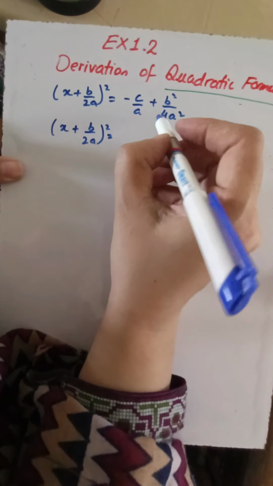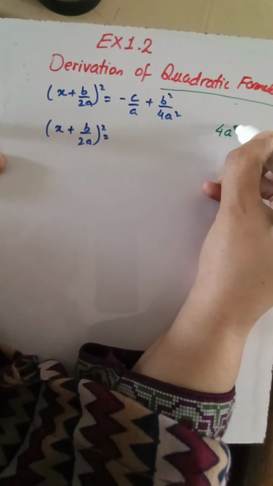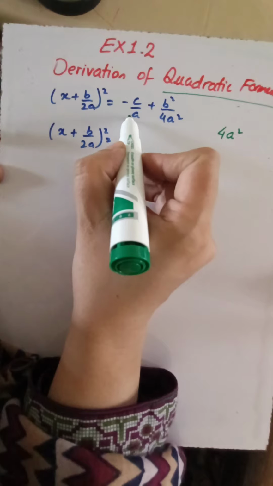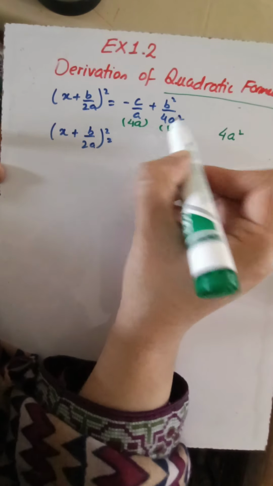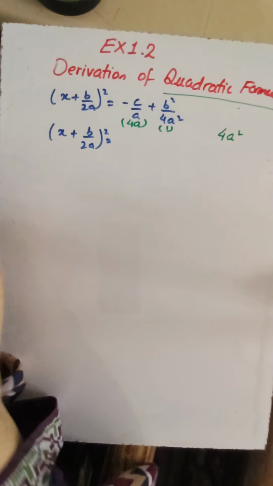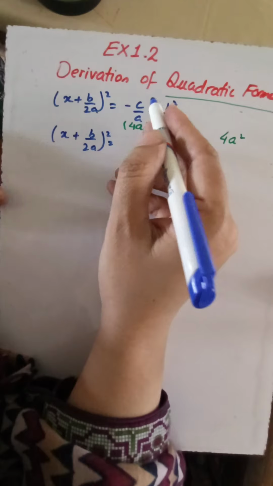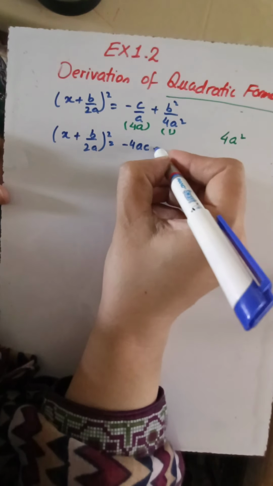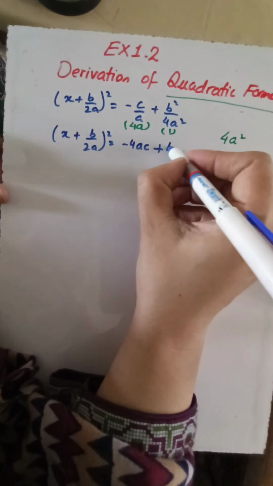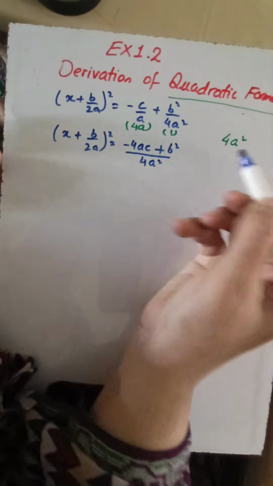Okay, taking the LCM will be, what's going to be the LCM of these two? The LCM will be 4a square. Now in order to get 4a square, obviously I will have to multiply 4a over here and 1 over here. Okay, so what do we get? After multiplying 4a with the numerator, we are going to get negative 4ac plus b square over the LCM.